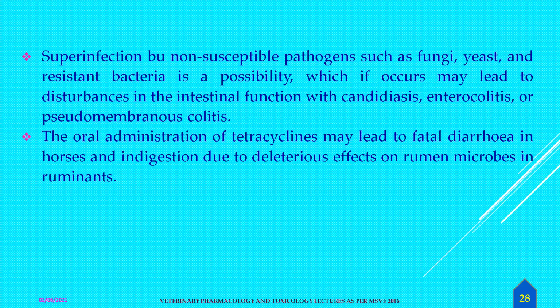The oral administration of the tetracyclines can lead to fatal diarrhea. They cause diarrhea, especially in horses, and indigestion due to deleterious effects on rumen microflora. So the animal becomes severely anorectic. If you administer the tetracyclines parenterally, by the IM, IV or subcutaneous route also, the microflora are going to be distorted or killed, and it results in diarrhea.